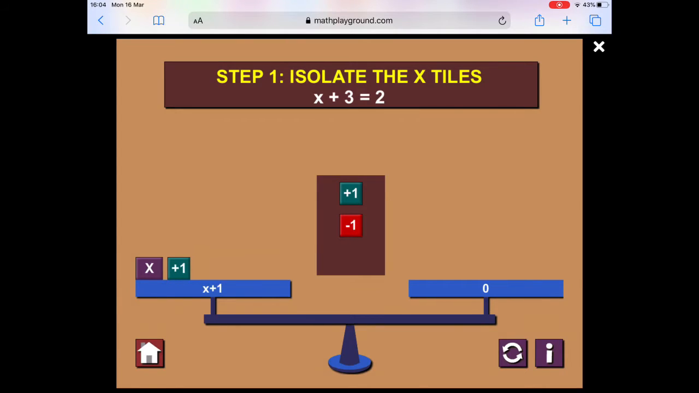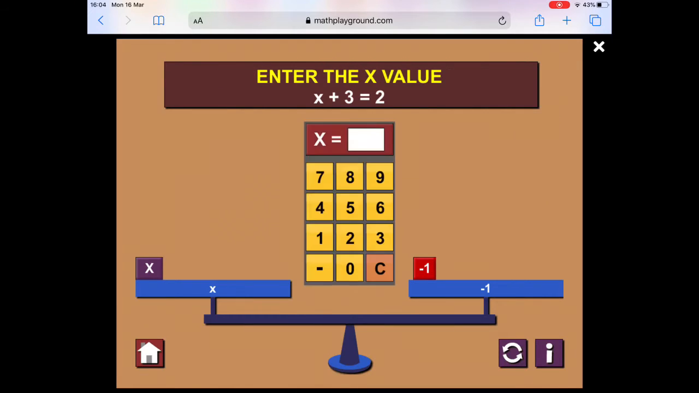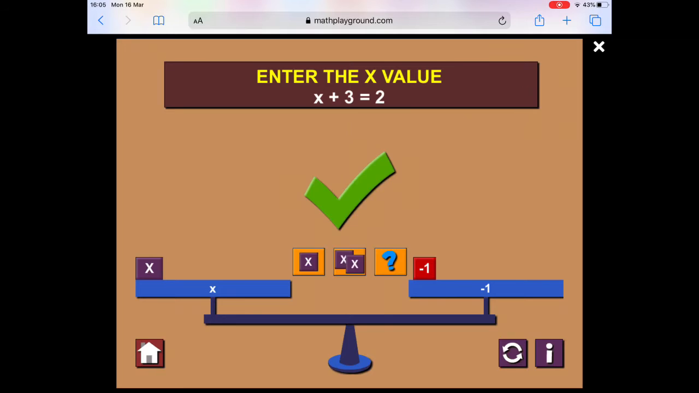So now I have x plus 1 is equal to 0. Well, I'm going to take away another 1 from my left-hand side, so I use the -1. And now I'm left with x is equal to -1. So if x is equal to -1, I just have to enter here -1 and check my answer. That's me done.